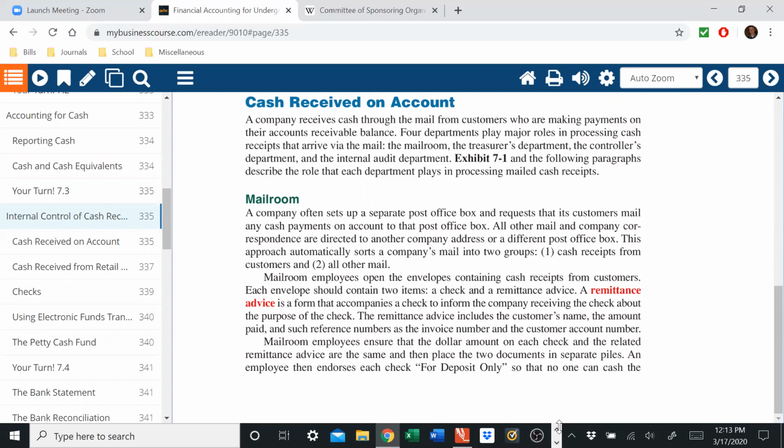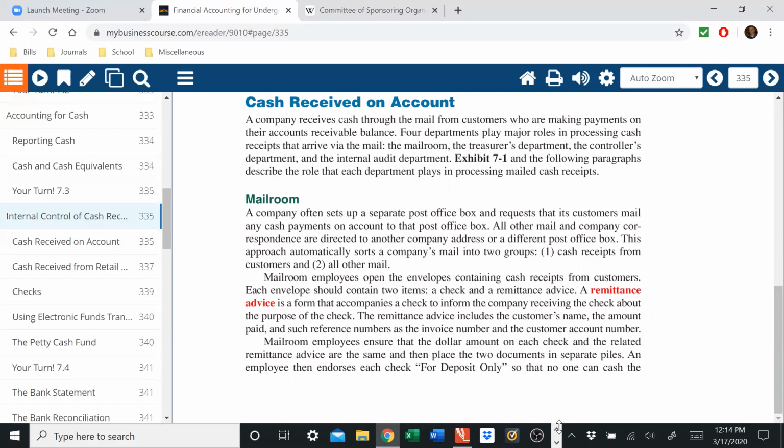Each envelope would likely contain a check and a remittance advice. A remittance advice is an advice the company sends to the customer that informs the customer. It has the customer's name, the amount that the customer owes, and their account number. The customer will fill that out along with the check and send both of those to the company.